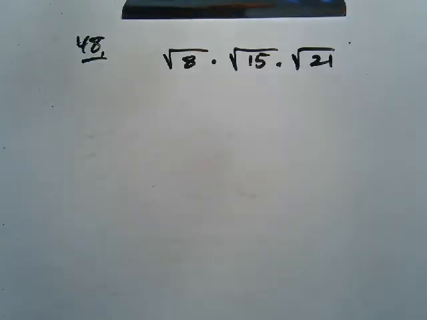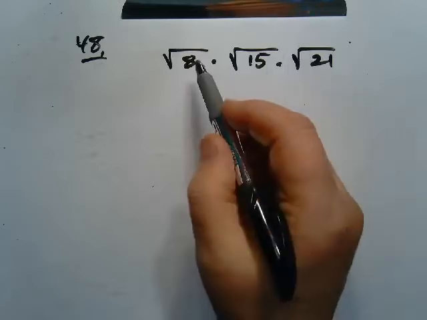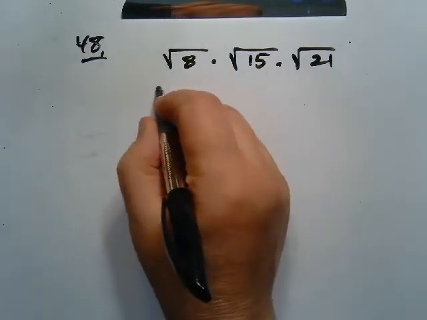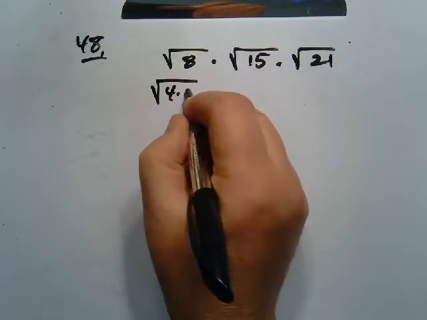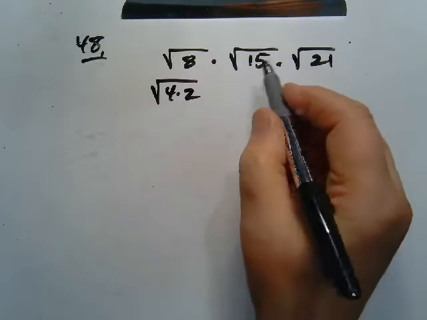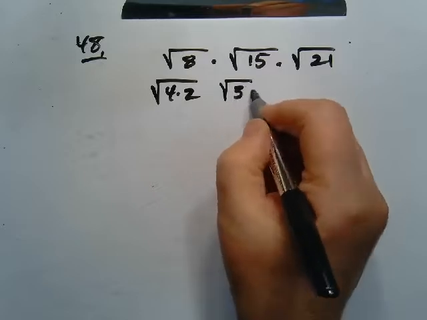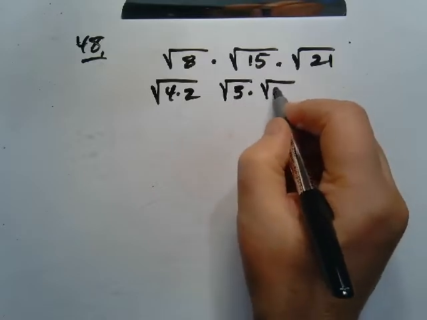All right, let's take a look at number 48. I recognize that this has actually got a perfect square factor. So this is 4 times 2. And this one is not a perfect square factor, but you know what I'm going to do is I'm going to break it up into two factors anyway and see if that doesn't help us a little.